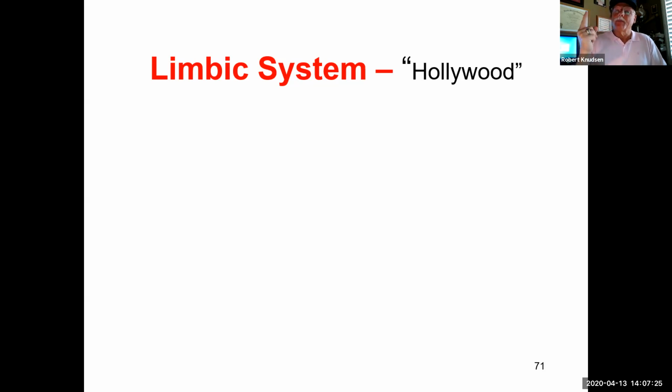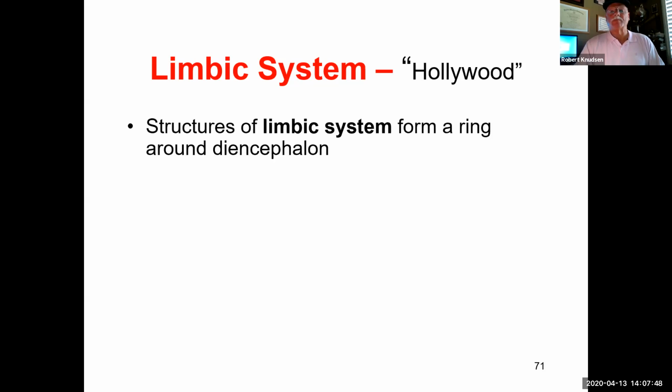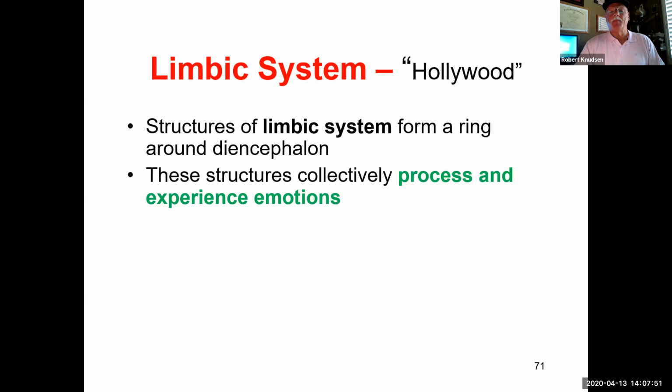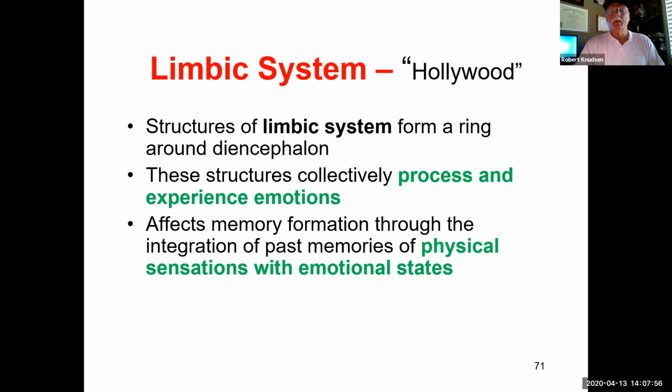Because the people that design these movies want you to cry, or they want you to be happy, or they want you to go get popcorn, or they want something, and they know which one of those nuclei to buzz. The limbic system, you get it? Okay? It's a whole bunch of nuclei hooked together to give you emotion. Ring around the diencephalon. Process and experience emotions. Affects memory of sensation and emotional states.